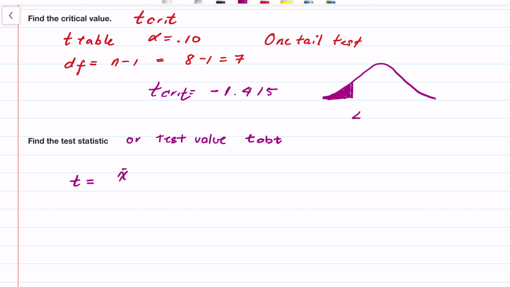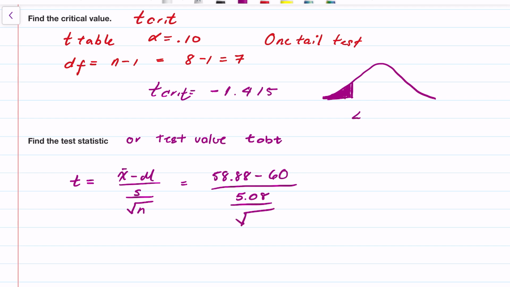This is going to be our formula: x bar minus mu, divided by s over the square root of n. We had those values. It was 58.88 minus 60, that was our population mean, divided by 5.08 over the square root of 8.